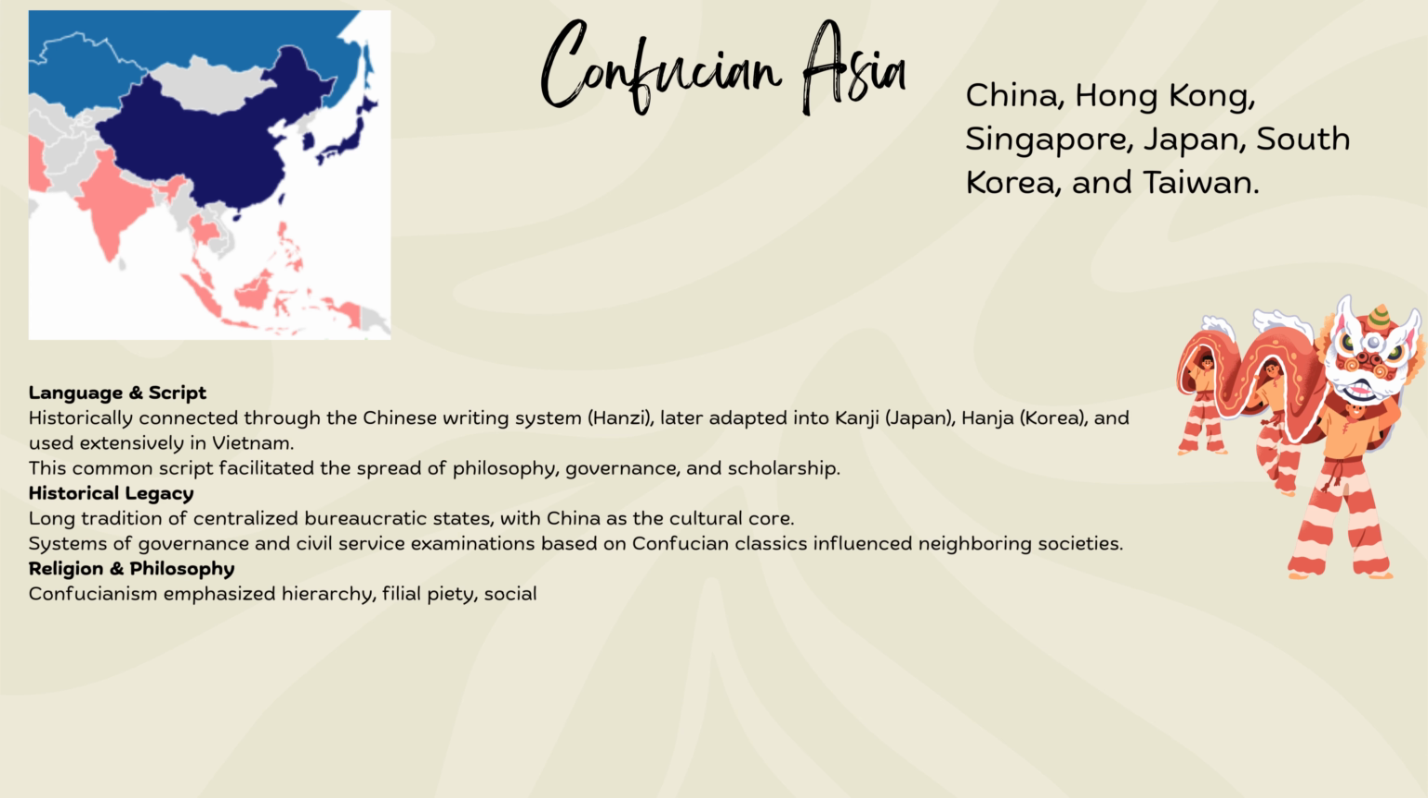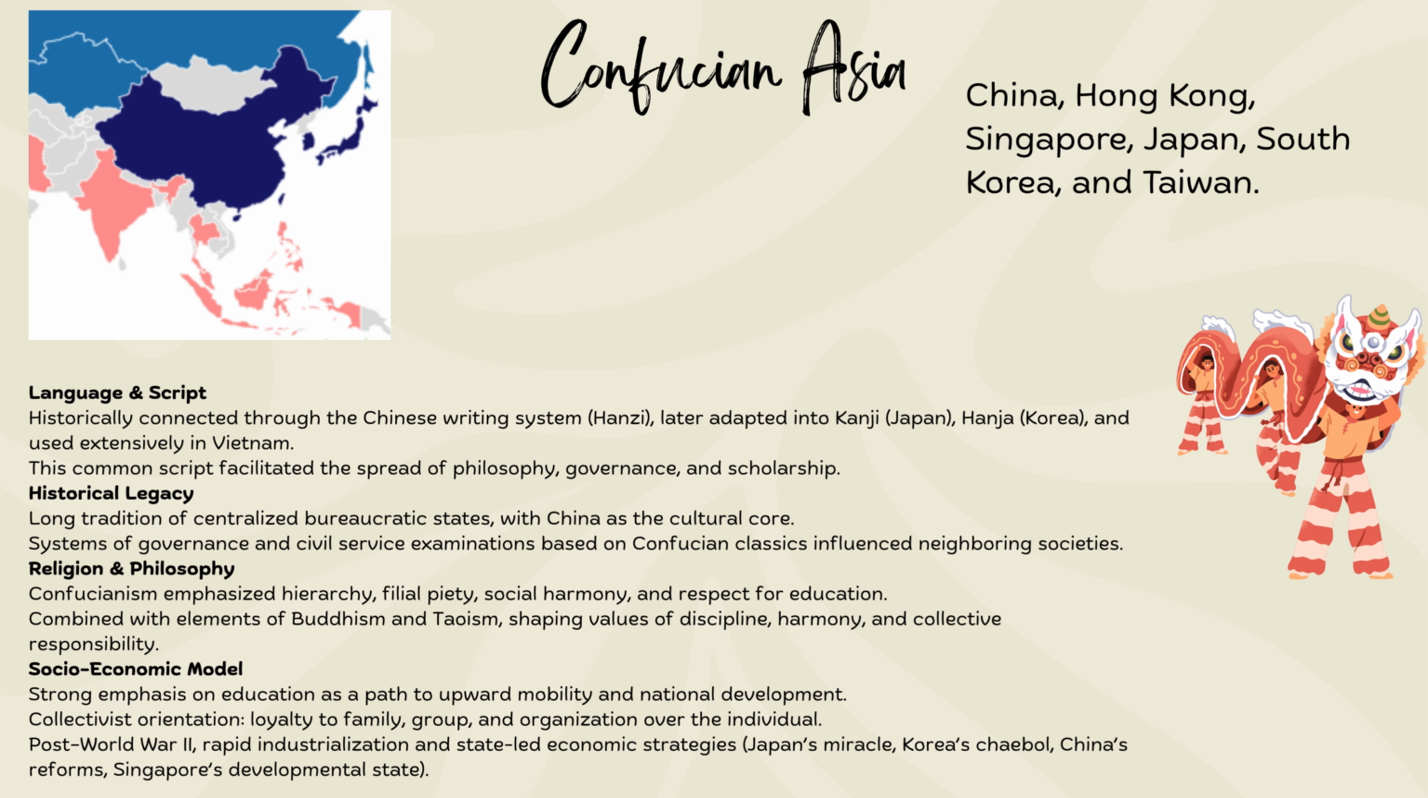In the GLOBE Project, the Confucian Asia cluster is defined not simply by geography, but more importantly by shared cultural and social foundations. First, let us consider language and script. The countries in this cluster share a historical connection to the Chinese writing system, Hanzi. This script was adopted and adapted into kanji in Japan, Hanja in Korea, and was widely used for centuries in Vietnam. Having a common written tradition enabled the spread of philosophy, governance models, and scholarship throughout the region.